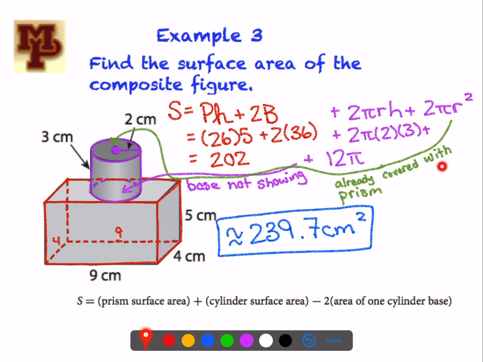And again, this is already covered with the prism here. So that 2 pi r squared is already covered with the prism because this part's over the top of the prism. It's still showing. This part's not showing, so we take it off. So again, all we're finding here is the lateral area. Now when we multiply this all out, 202 plus 12 times pi, you end up with about 239.7 centimeters squared.